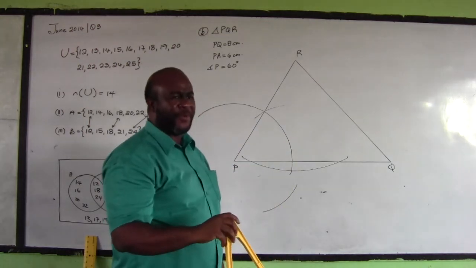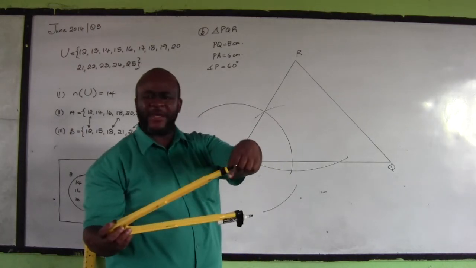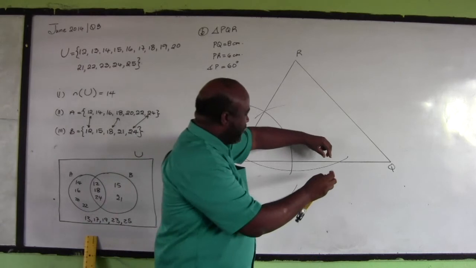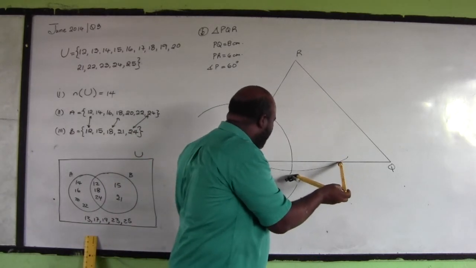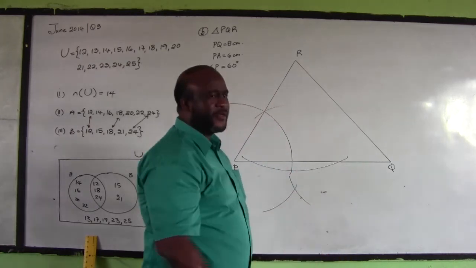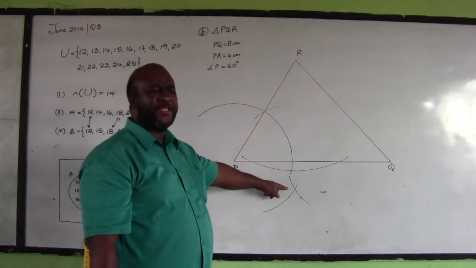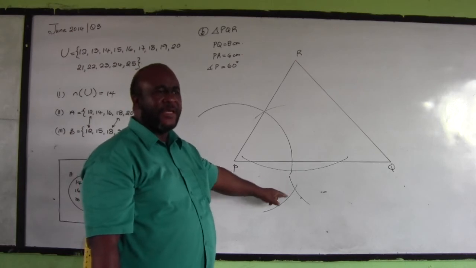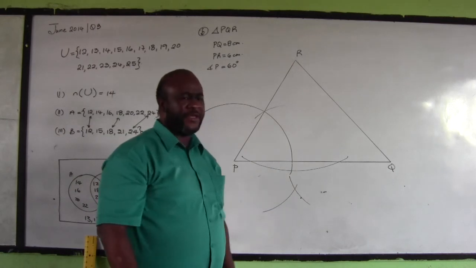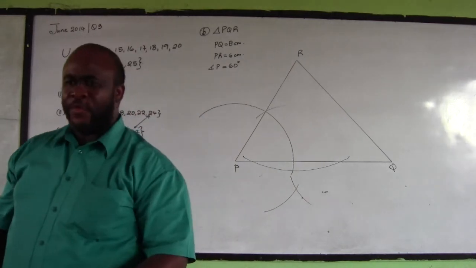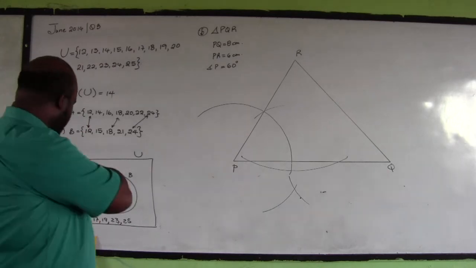Without shifting the compass, the distance here must not change. I'm going to put the metal tip over to Y and scribe an arc to intersect the first arc. In my mind, where the two arcs intersect, I'm calling this point Z. The last step would be to draw a line from R through Z.